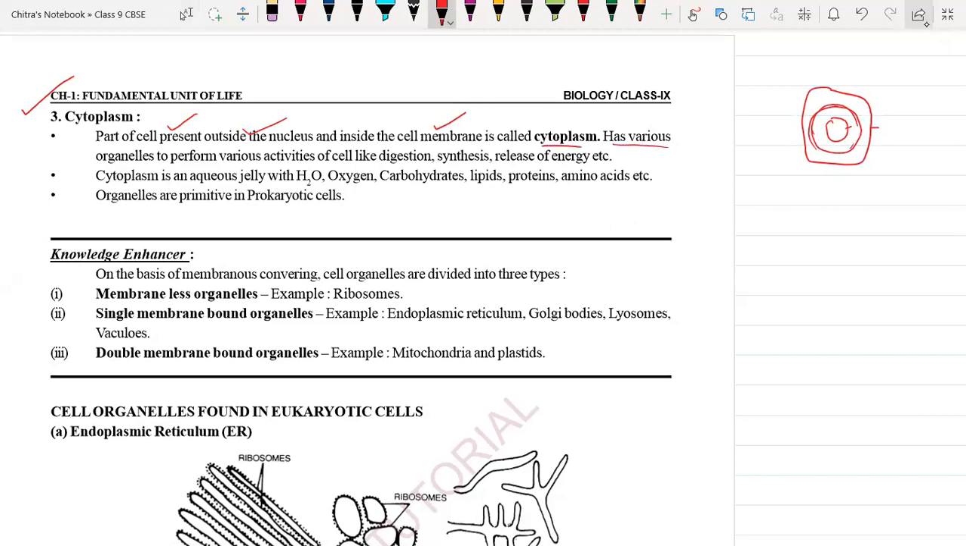It has various organelles to perform various activities or functions of the cell. So what are the cell organelles we have? We have nucleus, Golgi apparatus, endoplasmic reticulum, lysosome, cytoplasm, chloroplast.